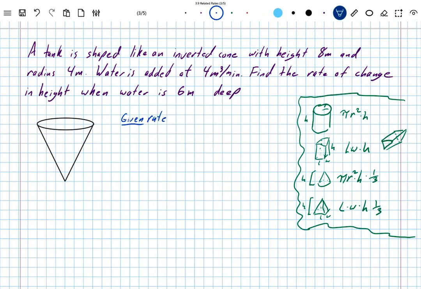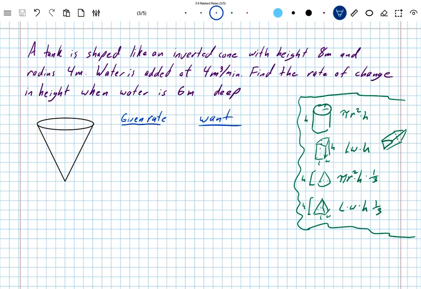The rate we're given. We've got a rate we want. Again, you don't have to, but try to be consistent with yourself. I think this makes it really clear to yourself and the reader. It looks like we're told that water is added at 4 cubic meters per minute.